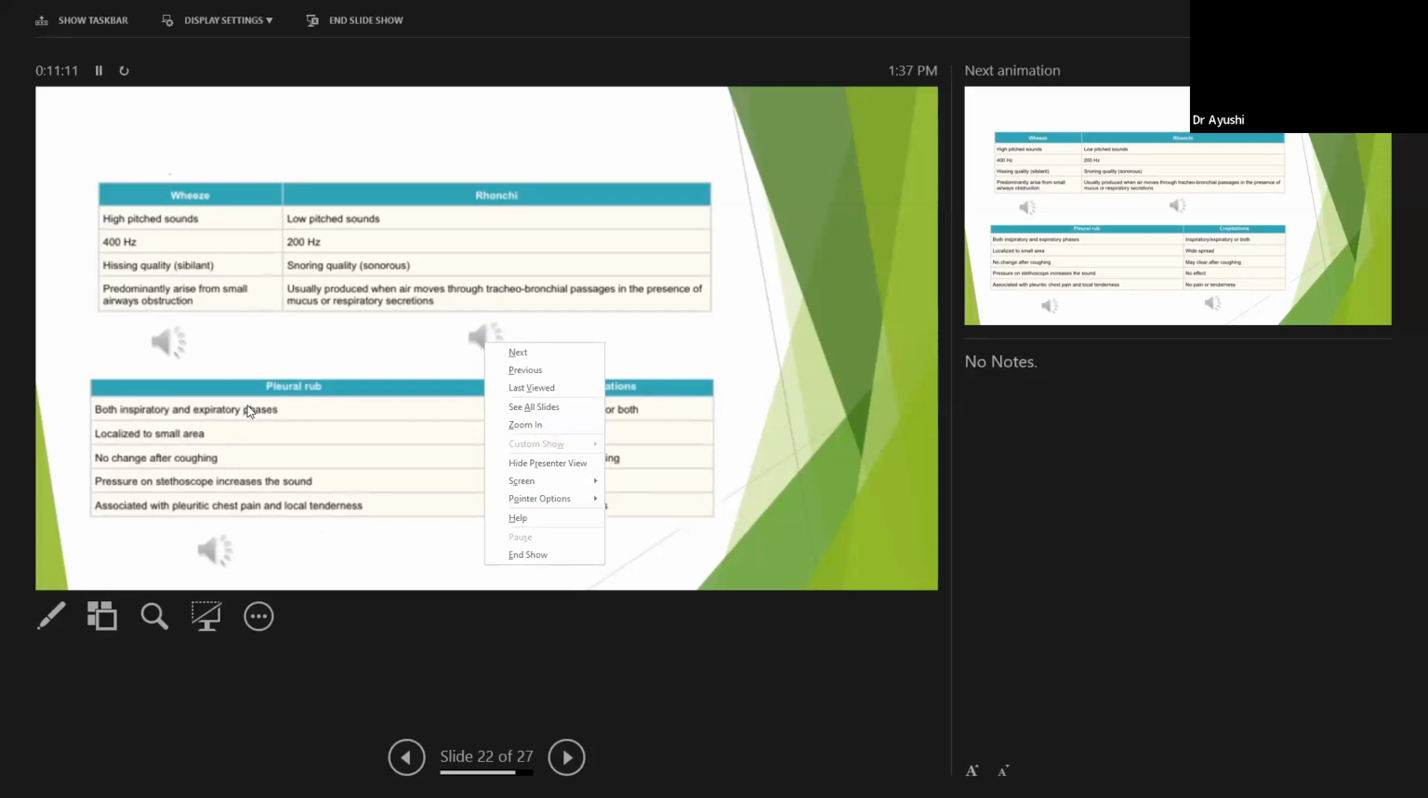Then we have pleural rub and crepitations. Pleural rub occurs in both inspiratory and expiratory phases, whereas crepitation is inspiratory.